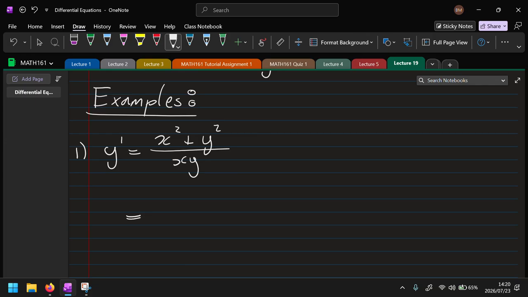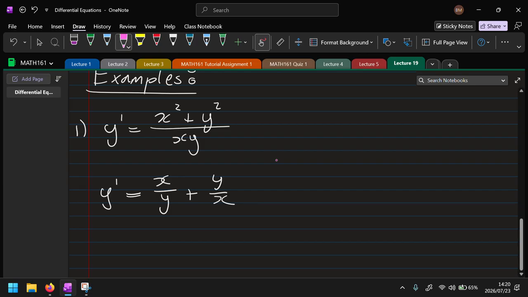So this is going to become x squared over xy, which is just x over y. Y squared over xy will be y over x. Now this is in the correct form, because if we let u be y over x, that first term is just 1 over u, and the second term is just u. So our g function for that right-hand side will be g of u is 1 over u plus u. Straightforward.